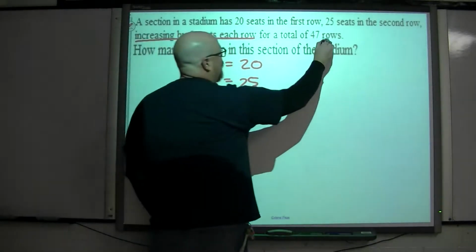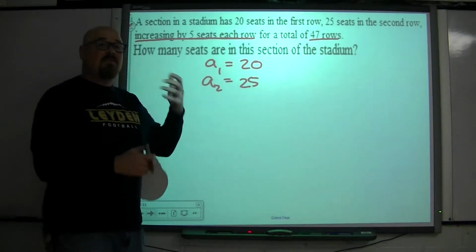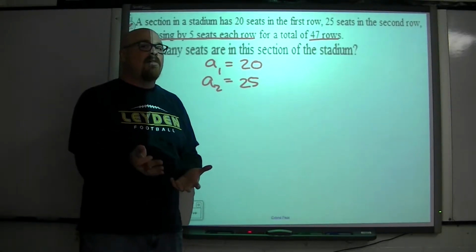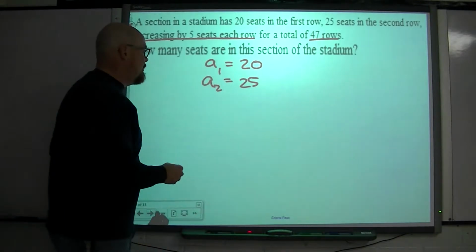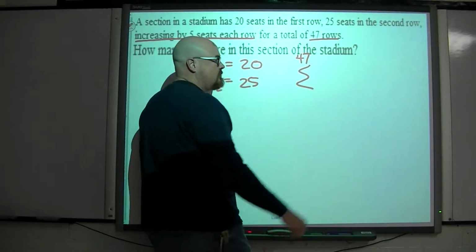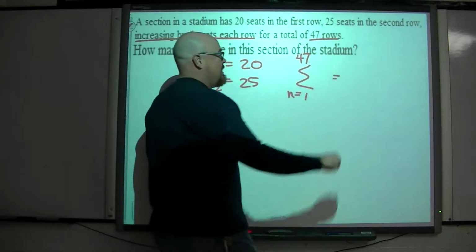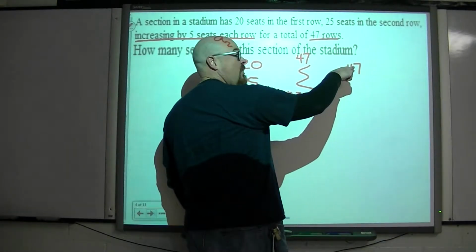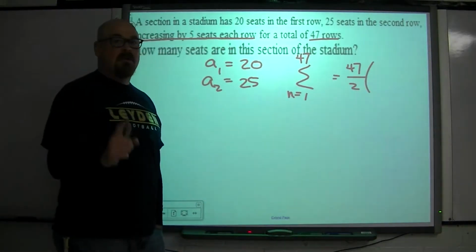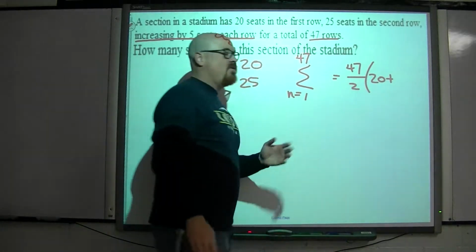And it says that there are a total of 47 rows. So how many seats are in this entire section of the stadium? They want us to add all of these together. Now, could we list all 47 rows? Yes, that would take a long time. That's why we have that shortcut summation. The summation of 47 rows is equal to 47, the total number of rows we're going to add together, divided by 2, times the number of seats in the first row, or the first term, which is 20, plus the number of seats that are in the last row.